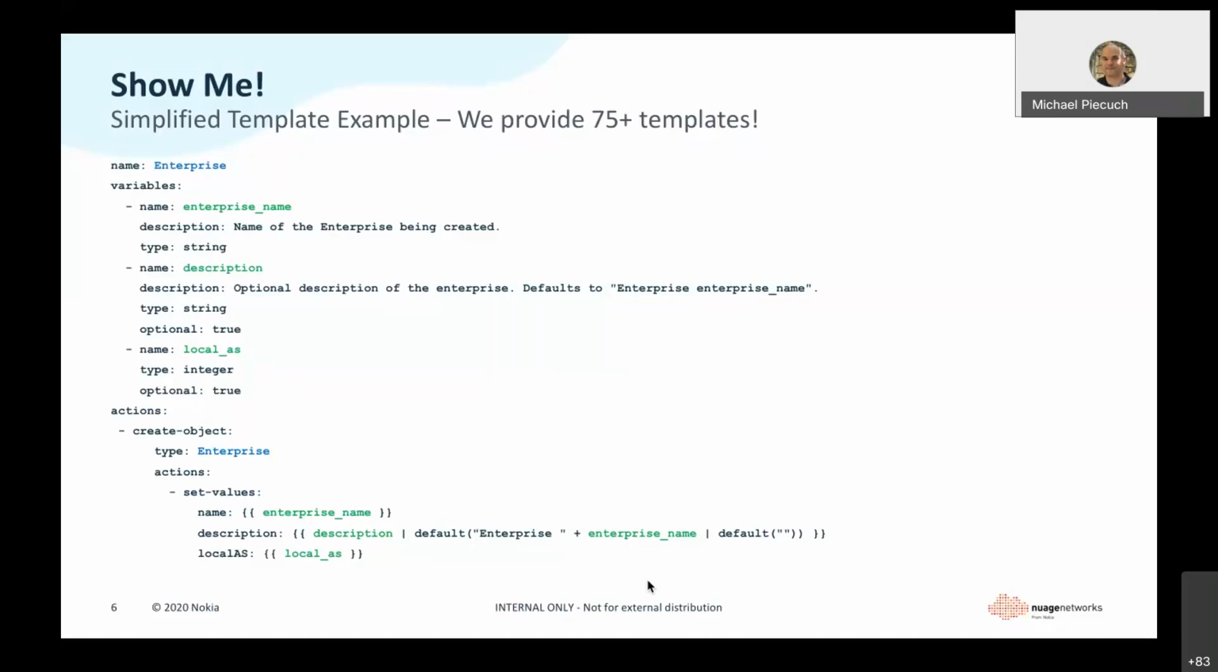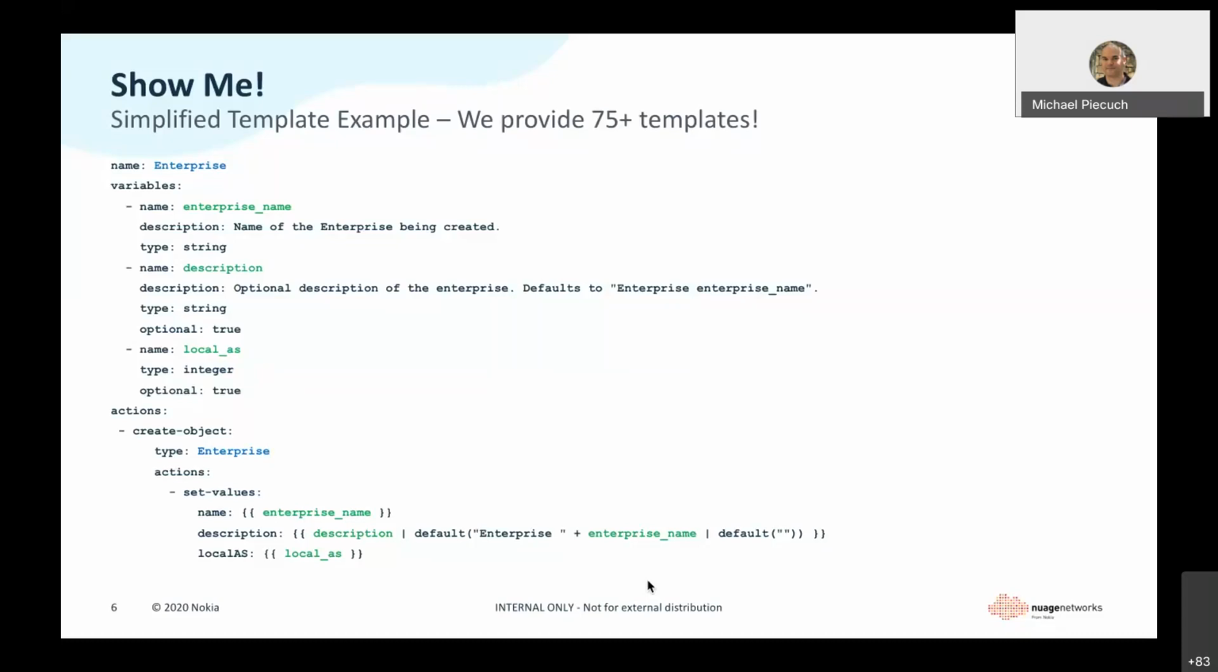So you can see in the description, there's actually a default. What that does is, if you don't provide a description, one will be defaulted for you based on the enterprise name. Again, the details are not important, as we, the Metro team, are supplying the configuration templates for you. We just need your user information.